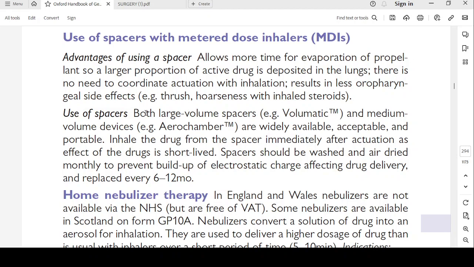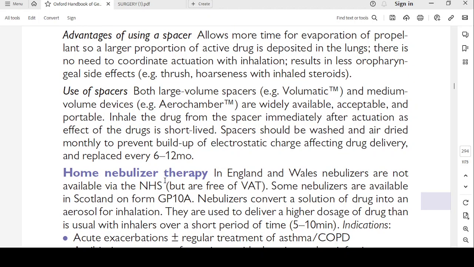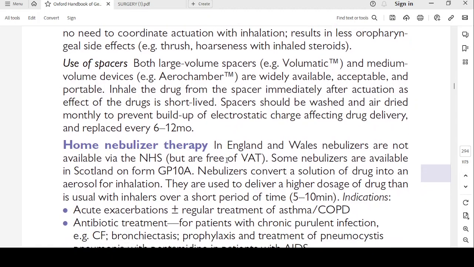Both large volume spacers, Volumatic, and medium volume spacers, Aerochamber, are widely available, acceptable and portable. Inhale the drug from the spacer immediately after actuation as the effect of the drug is short-lived. Spacers should be washed and air dried monthly to prevent buildup of electrostatic charge affecting drug delivery, and replaced every 6 to 12 months.